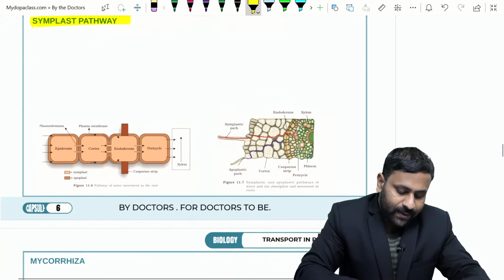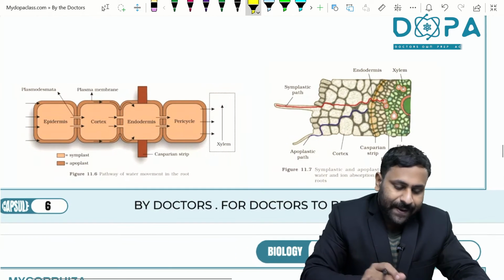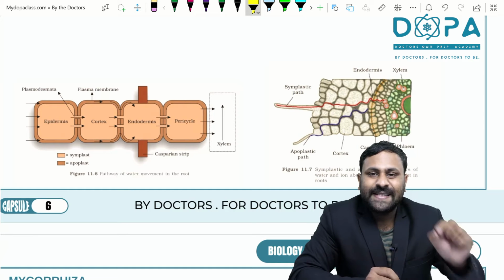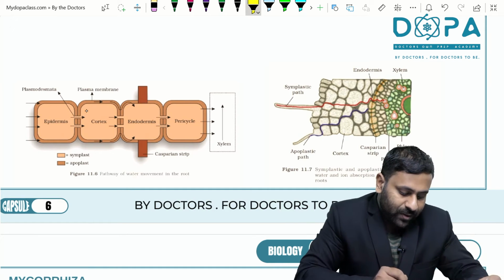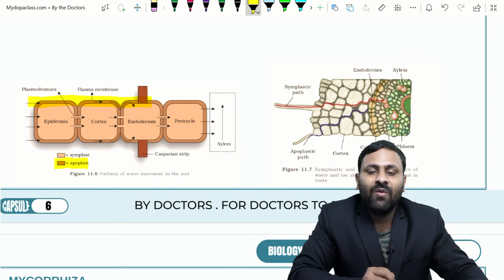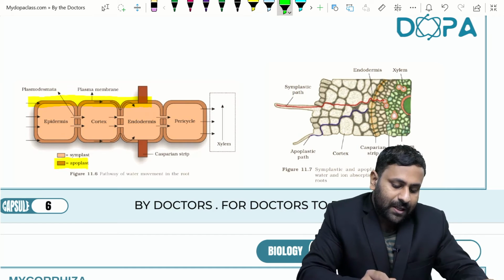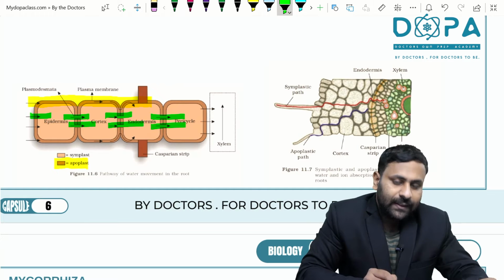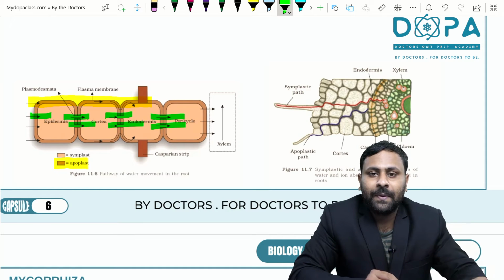In the apoplast pathway, you can see two diagrams here in our NCERT. Apoplast pathway means these water molecules move through the cell wall and intercellular space. This indicates the apoplast pathway. But in the symplast pathway, water molecules move from cell to cell through plasmodesmata. Cell to cell transport is called the symplast pathway.